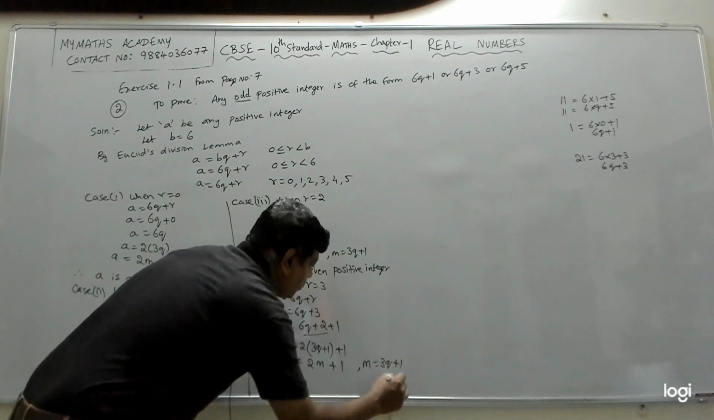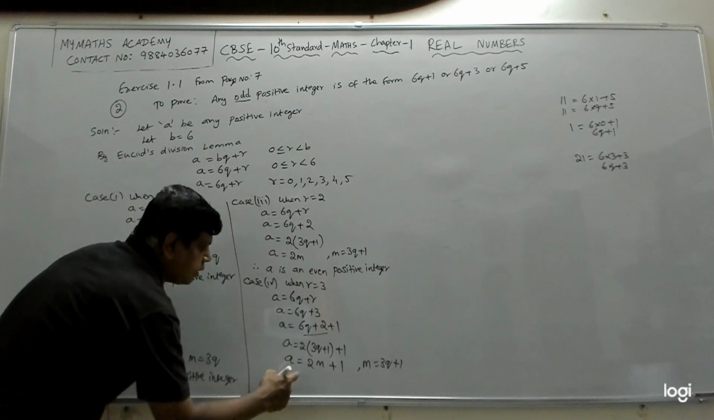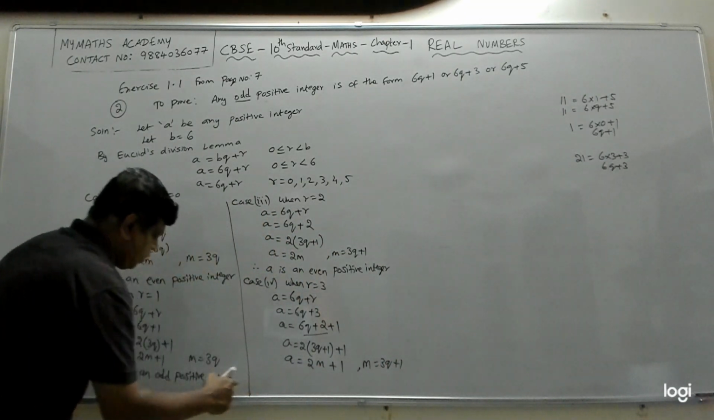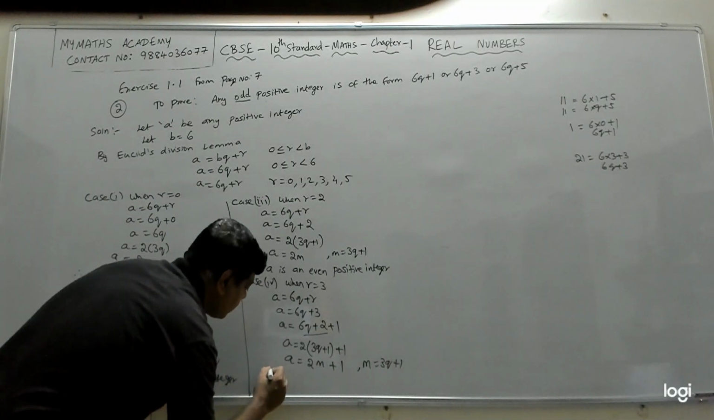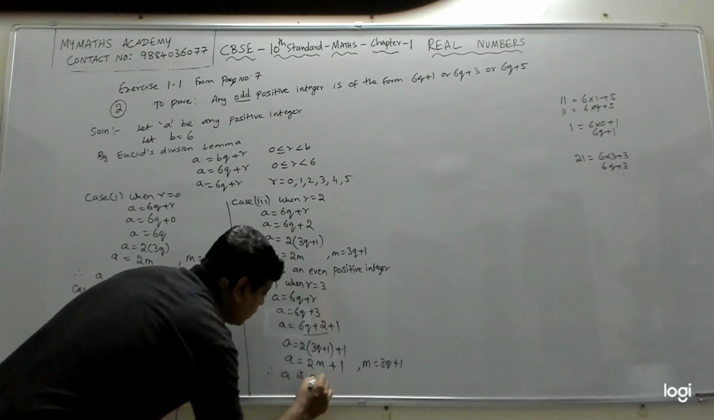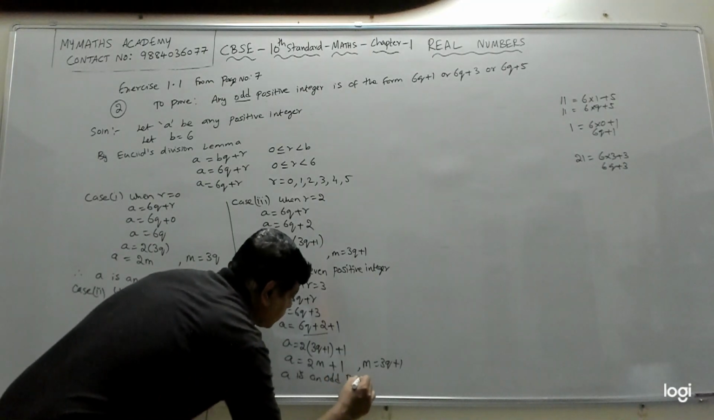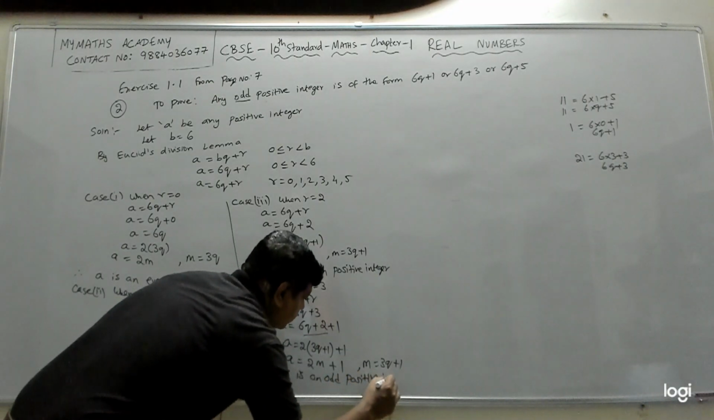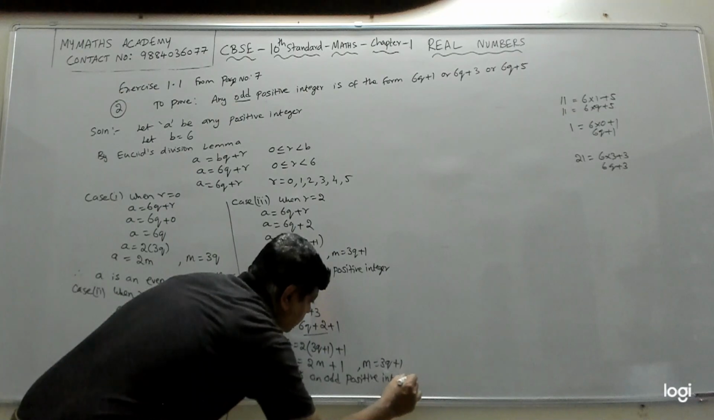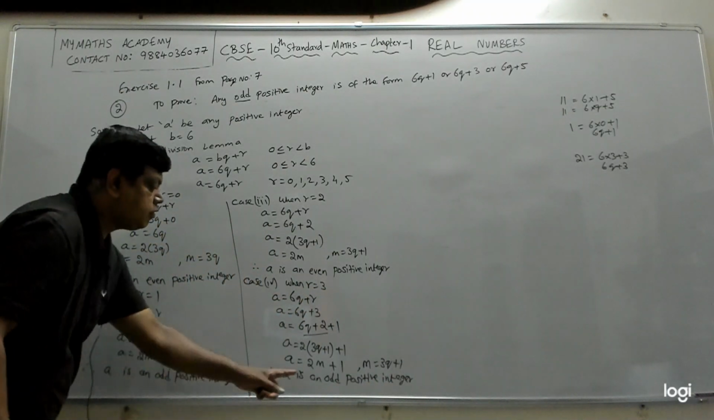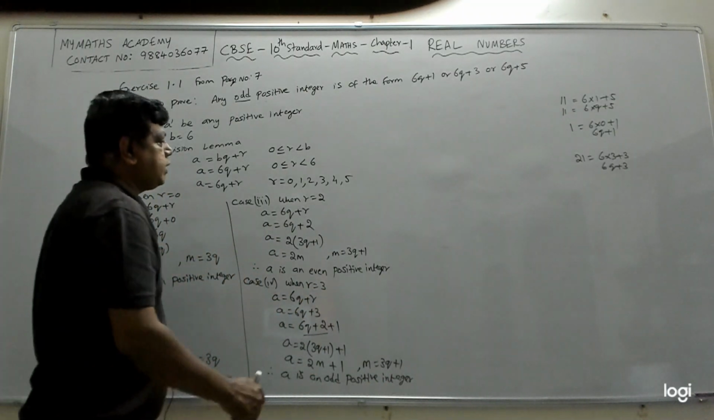plus 1. Now here also what happens? A is of the form 2m plus 1. If it is in this form, therefore A is an odd positive integer. A is an odd positive integer when it is in the form of 2m plus 1. Now let's take the next case.